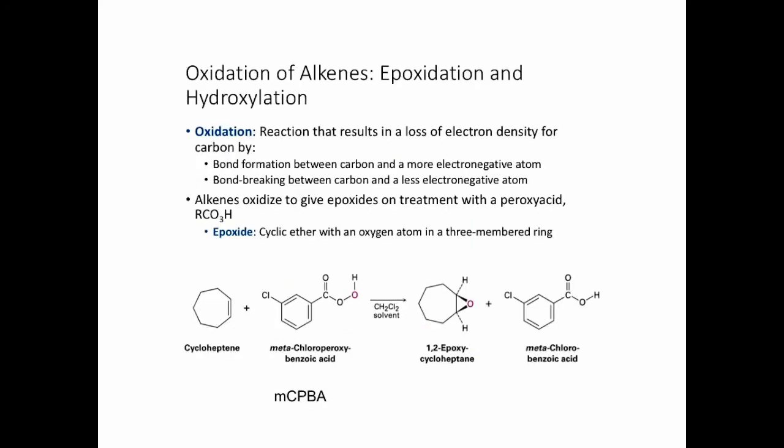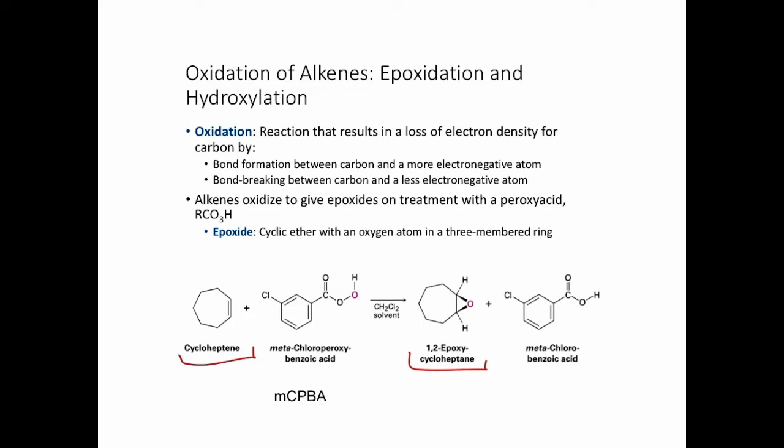Oxidation is a reaction that involves adding oxygen or losing hydrogens. And this is typically characterized by bond formation between carbon and a more electronegative atom like oxygen. Epoxidation is a type of oxidation. So in this, we start with an alkene such as cycloheptene, and using the appropriate reagent, we end up with the epoxide. So here we have created bonds to the more electronegative oxygen. We've also added oxygen to the molecule, so this is definitely an oxidation.